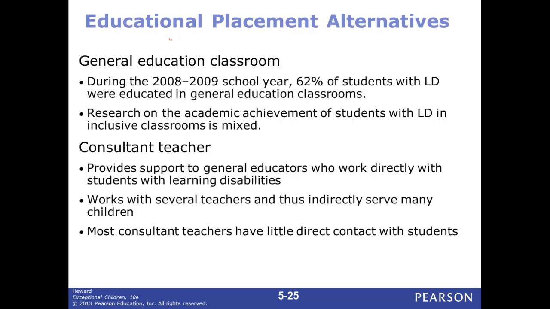So what are those placements? Well, the first, we've talked about general ed classroom in 0809, 62%. And remember how we arrive at that number is we add up those minutes and see if the number of minutes away from regular ed peers is below 20%. If there's less than 20% away, then they're considered this. Even though they're probably going to the pullout, to the resource room, they'd still be considered general classroom. So I think it's kind of misleading. Research on the academic achievement of students with LD in the inclusive classroom is mixed.